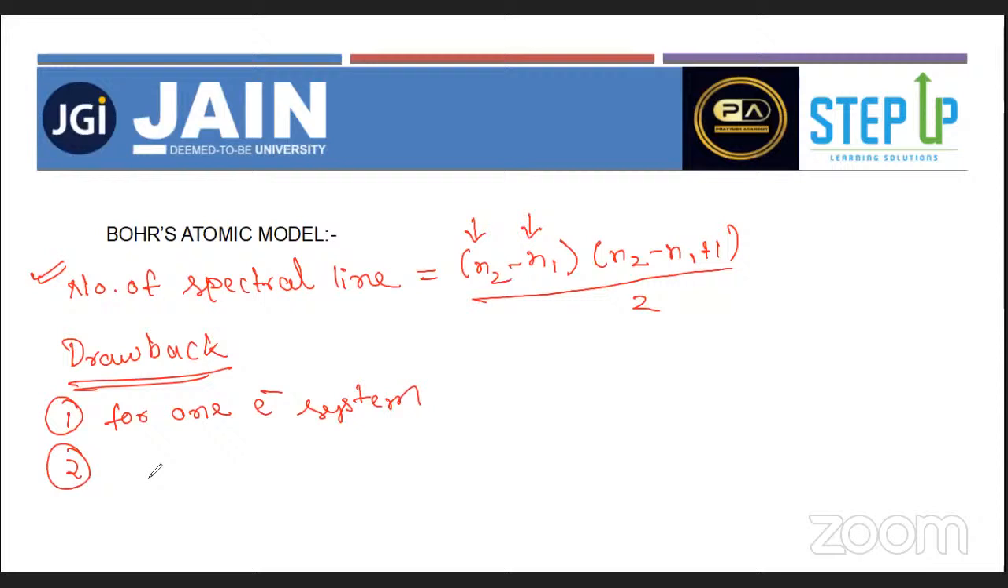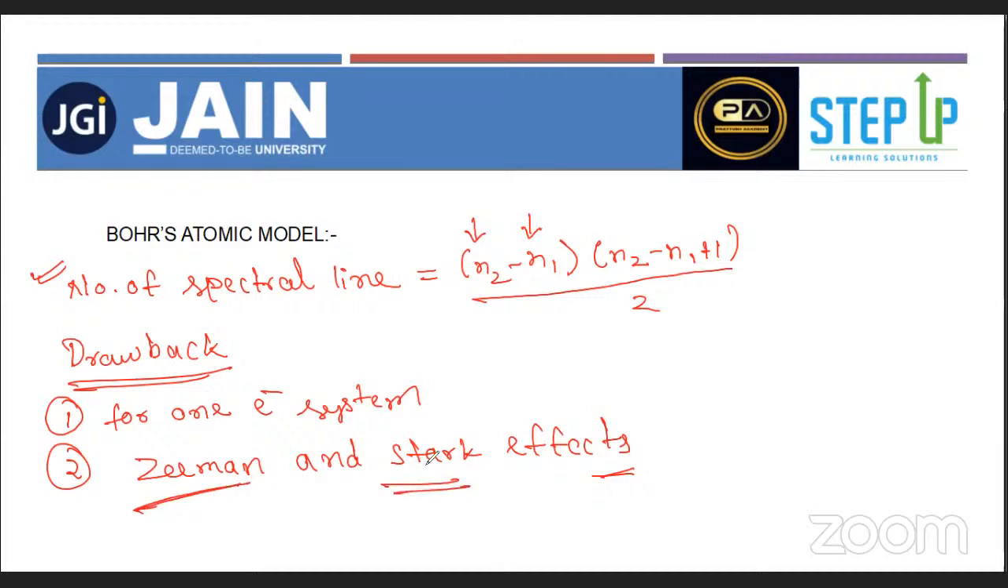Second thing is it could not explain Zeeman and Stark effects. This we'll study later. You might have studied it as well. Zeeman is basically the effect of a charged particle inside a magnetic field, and Stark is basically in an electric field. So there are some drawbacks in this, but drawbacks are normally not asked for Bohr's atomic model. Questions related to this will be there in your exam in terms of numericals, so we'll just focus on that.